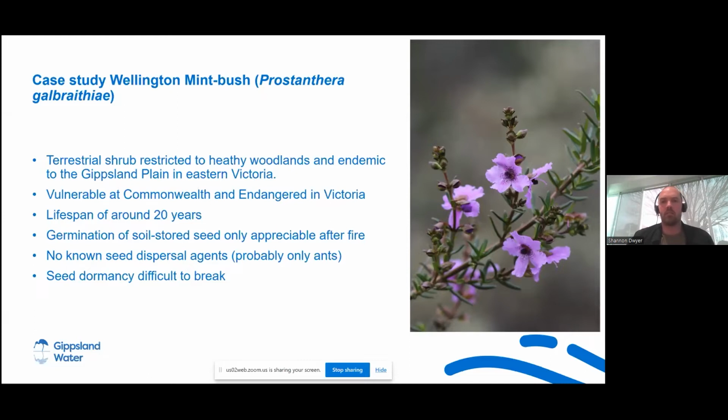Some of the difficult things for the conservation of this species in particular is that the germination of the soil seed is only really happening after fire. I'm yet to find any recruitment in areas where older plants are without any fire going through. The seeds are quite small. They're produced basically every year. There's only about four seeds within the calyx that are produced, and they drop out every year. And they're probably only moved around by ants.